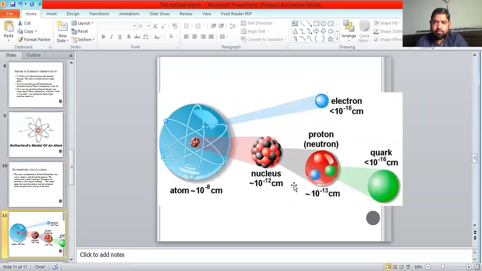So if we compare sizes, the atom is almost 10^-8 centimeters, and the nucleus is 10^-12 centimeters. So you can differentiate between the size of the nucleus and the atom. Then the size of the proton is almost 10^-13 centimeters, and the size of the electron is even smaller, 10^-16 centimeters. Then there is another subatomic particle of which the protons are made, those are quarks, so we won't be discussing that.